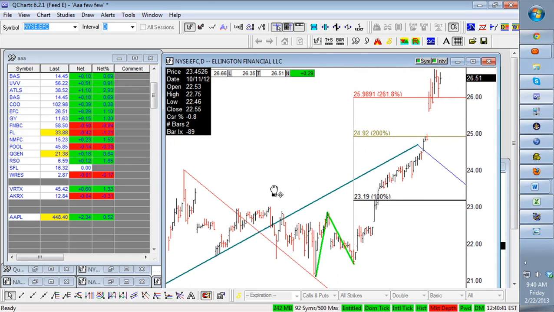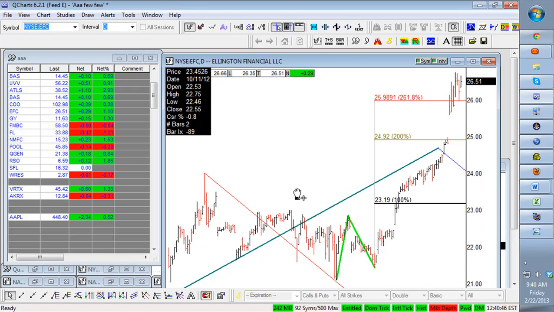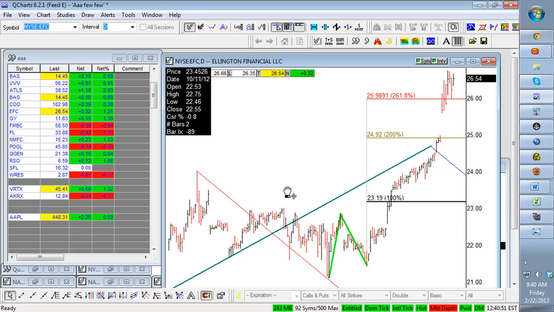This is combining the techniques of Andrews and Elliott. That's what it is. That's what it's all about. It's as simple and straightforward as that. It's a power trend investing technique. And so you can see that.